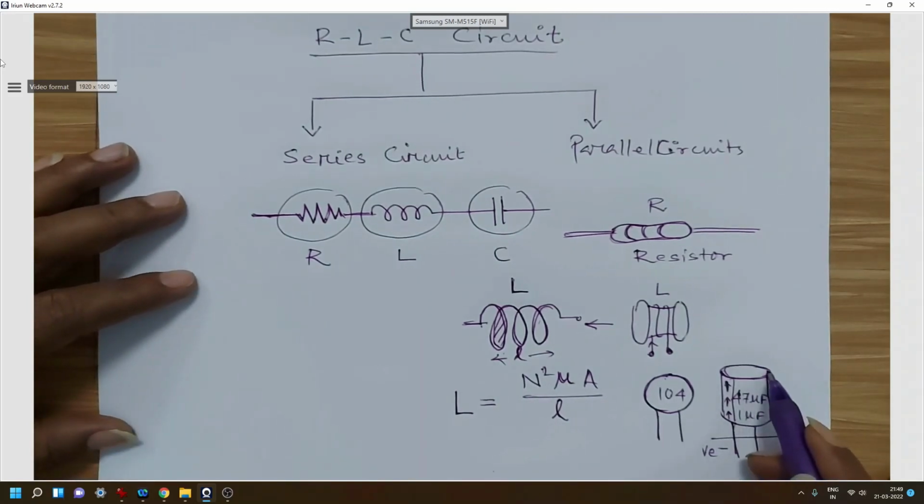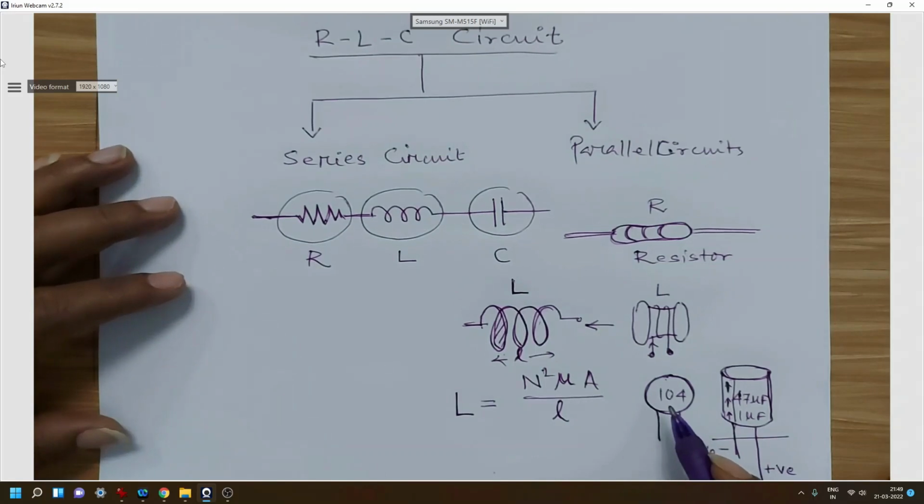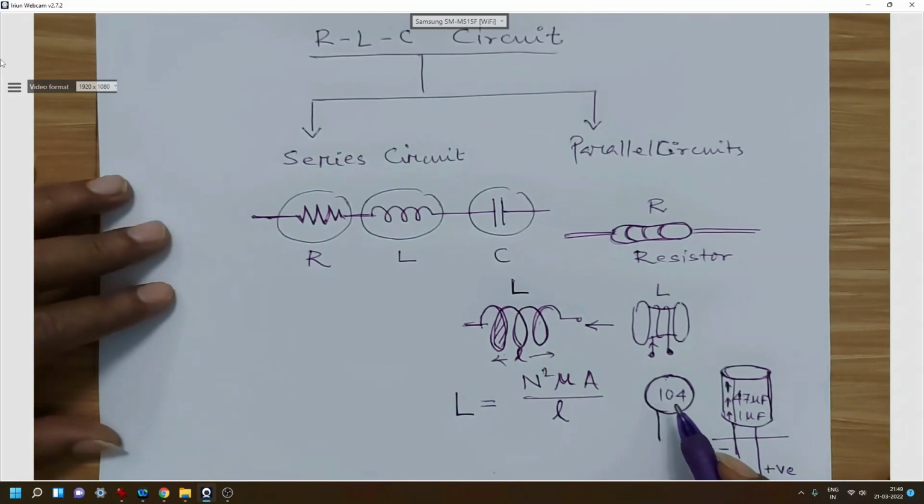So for a DC circuit, polarities are fixed, so we can use electrolytic capacitors, but in case of an AC circuit, we can use a paper capacitor or ceramic capacitor, the non-polarized capacitor.